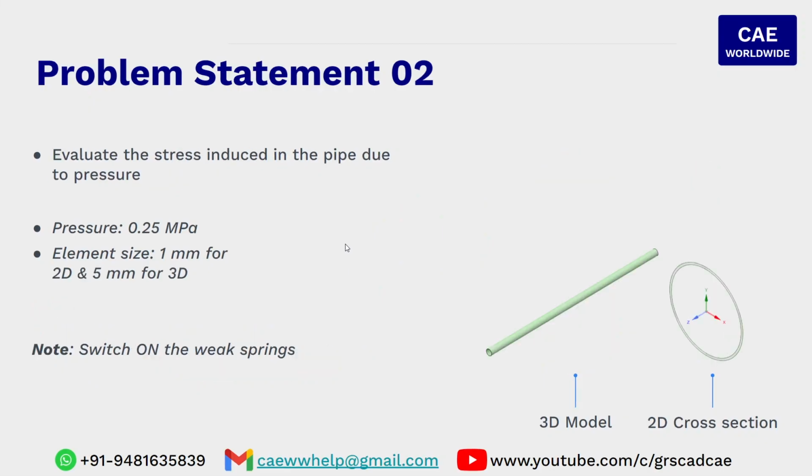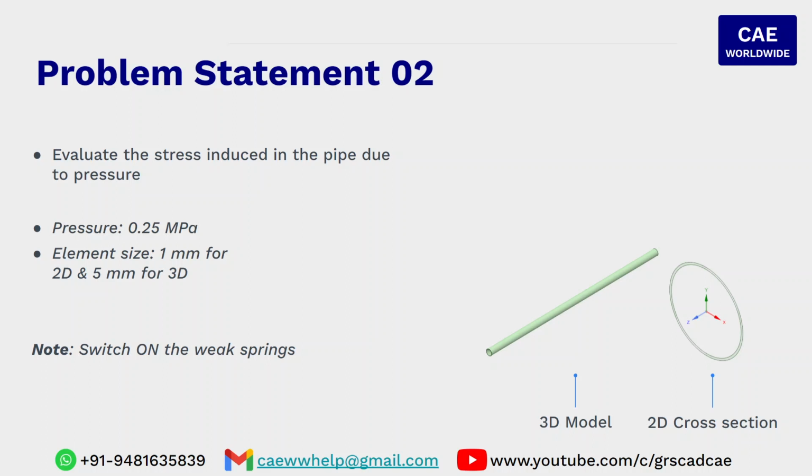The next problem statement reads like this. On the right hand side we can see there is one long tube, and on the extreme right is a 2D cross section of the tube. Assume that there is one water pipeline which is running from your home to 1 kilometer distance away, where there is a water source. The goal is to understand the stress distribution in the tube because of the water pressure.